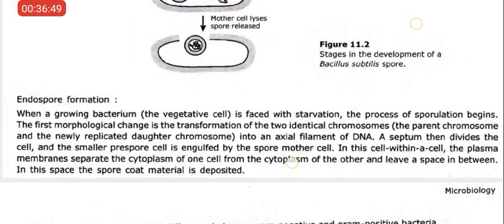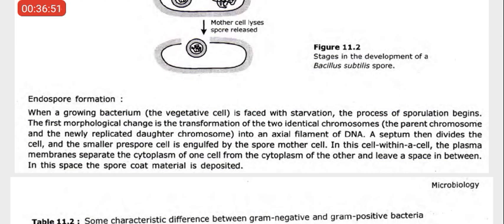When a growing bacterium, the vegetative cell, is faced with starvation, the process of sporulation begins. The first morphological change is the transformation of the two identical chromosomes, the parent chromosome and the newly replicated daughter chromosome, into an axial filament of DNA. A septum then divides the cell, and the smaller pre-spore cell is engulfed by the spore mother cell. In the cell within a cell, the plasma membrane separates the cytoplasm of one cell from the cytoplasm of the other cell and leaves a space in between. In this space, the spore coat material is deposited.